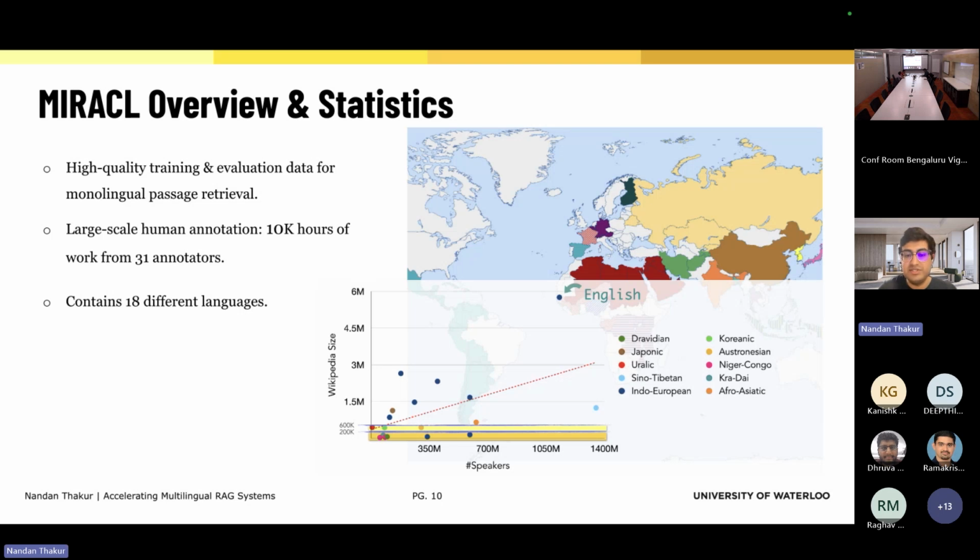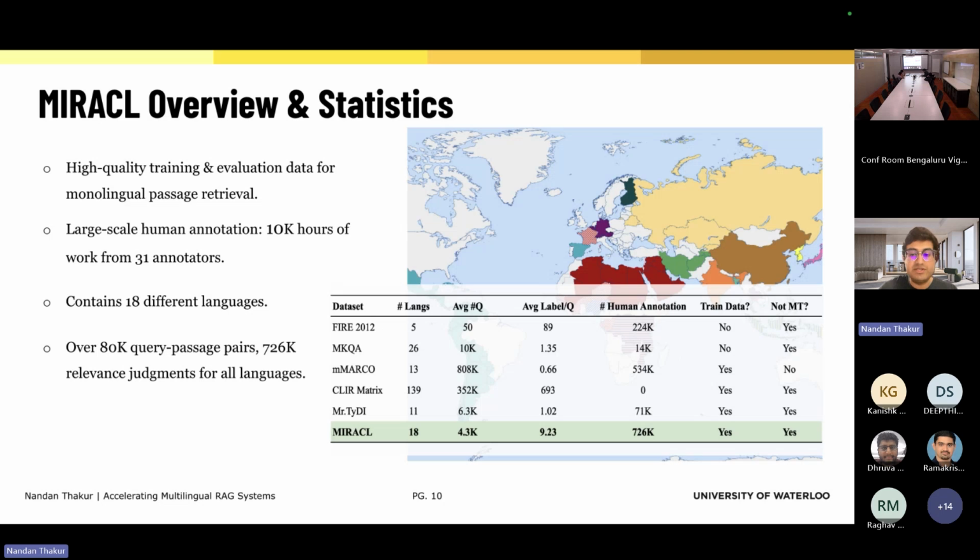What I plot here is the speaker count and the Wikipedia size across different language families. English is the only one on top, where you have a huge amount of Wikipedia information available. But more or less, for other language families, you can find a linear increase, where more speakers means more information present in Wikipedia.